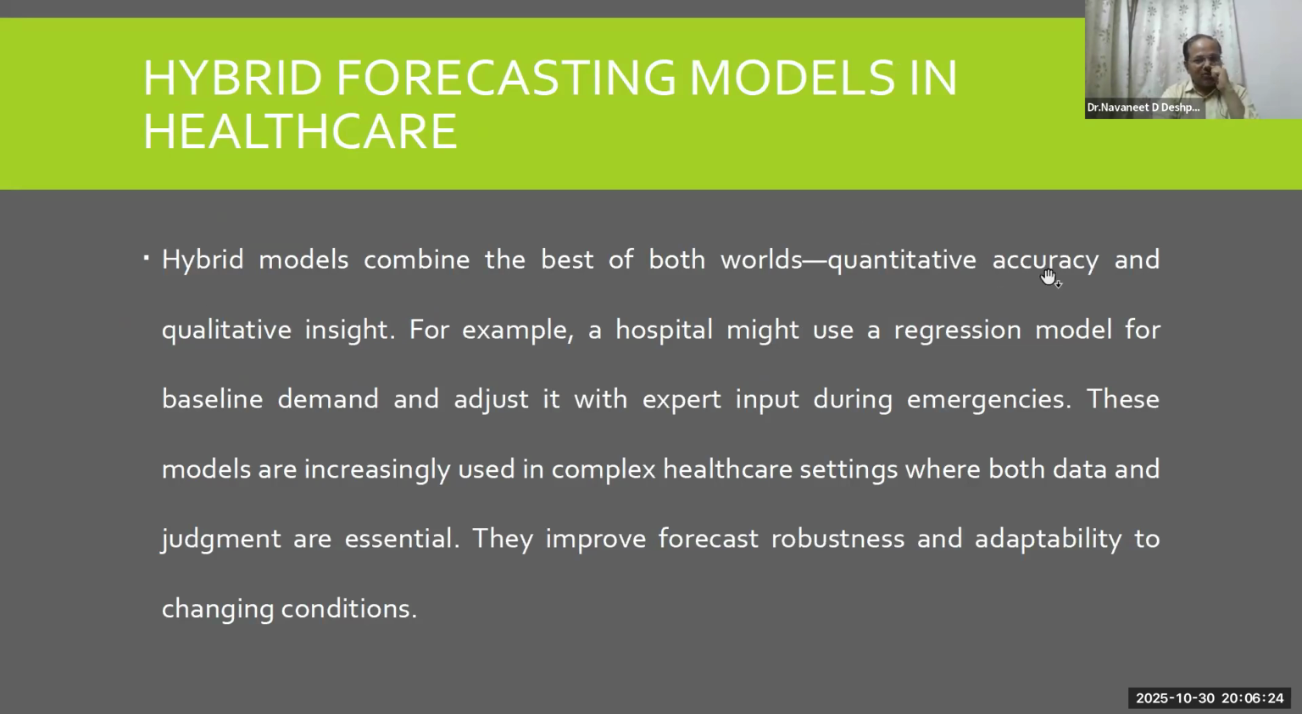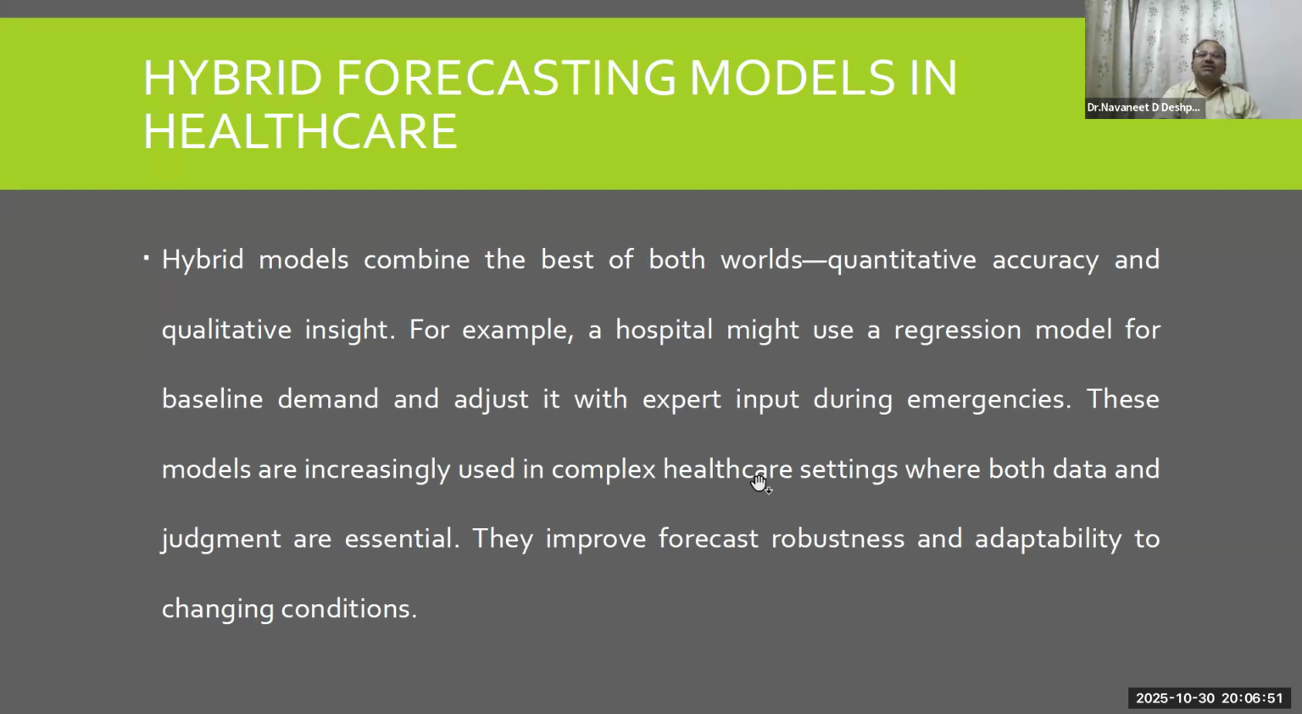Just having the data is not of much use unless you have qualitative insight into that data. So you have to collect all the data and write a lot of things below that data. For example, a hospital might use a regression model for the baseline demand and adjust it as per the expert input. So you have to write expert inputs also: how many experts have told what, below the quantitative data. This will help the model to be increasingly used in complex healthcare settings.